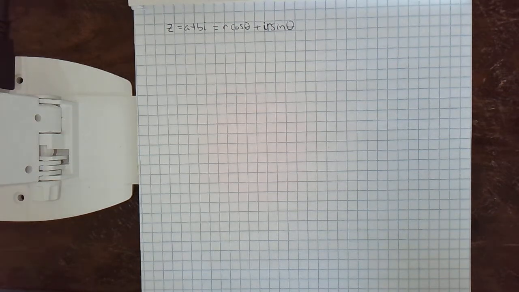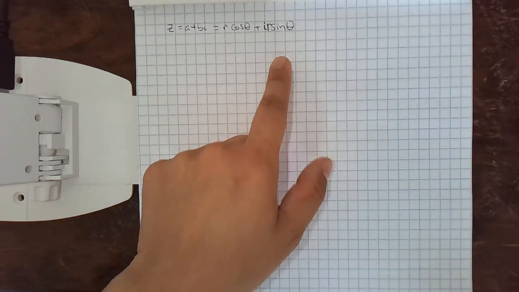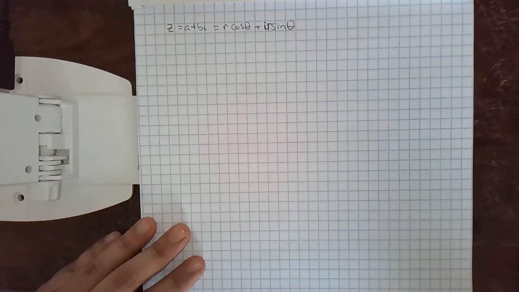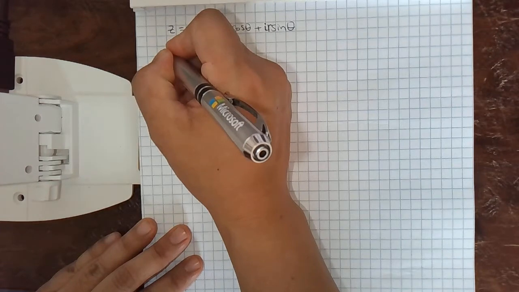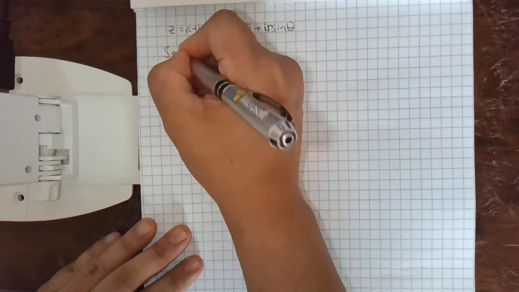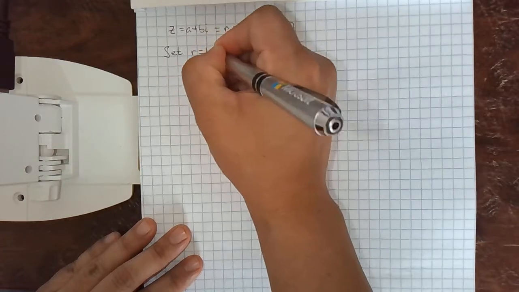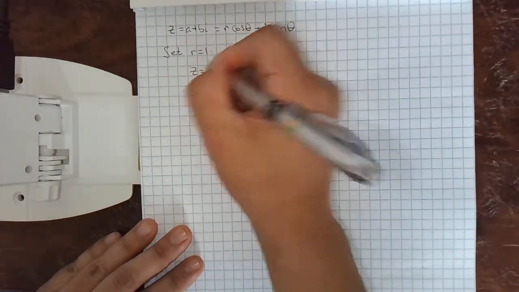So remember from the last lecture, we had z was a complex number, and it could be written as a plus bi in Cartesian coordinates, or r cosine theta plus i r sine theta in polar coordinates. Now, we're going to derive Euler's formula, and we're actually going to use a differential equations method to do that. So we're going to set r equal to 1. And then this will just make it a little bit easier.